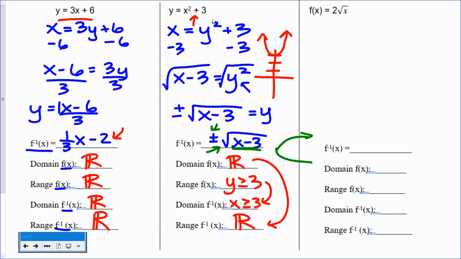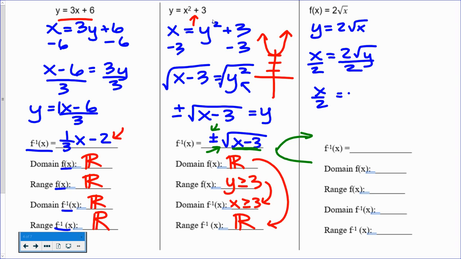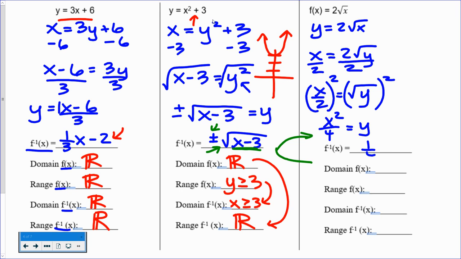Okay, let's look at our next function here to the right. So f of x equals 2 times the square root of x. You can replace the f of x with y if that helps you, and then swap your x and y. Here, I'm going to go ahead and divide by 2 first. And now I'm going to square my square root and make sure I square everything on the left side. So that would be x squared over 2 squared, which is 4, equals y. So we could write it in that way. We could write it as 1/4 x squared to make it look more like the form for a parabola.